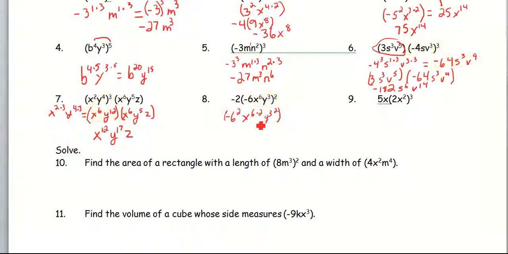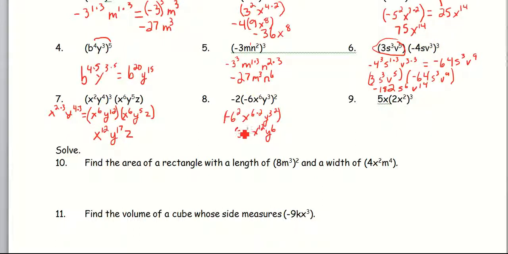Okay. Negative 6 squared is positive 36. The x, and then 6 times 2 is x to the 12th. And then y to the 3 times 2 is y to the 6th. Okay.